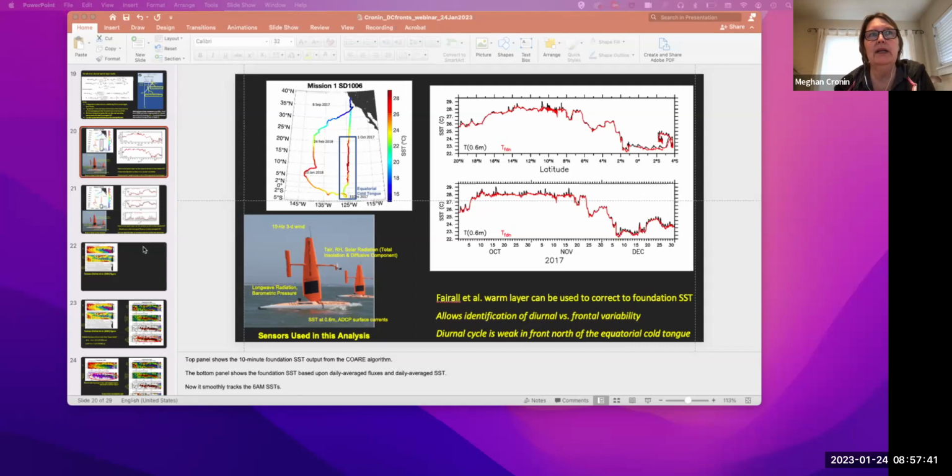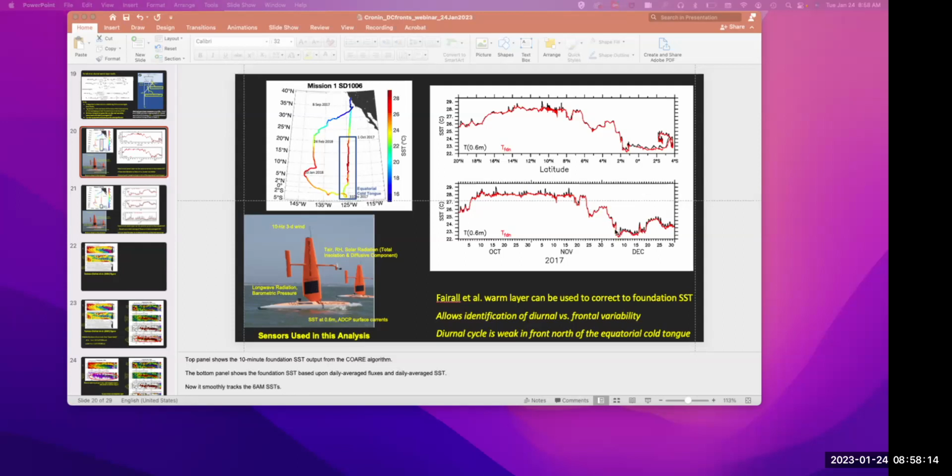I think that it's one-dimensional processes that are causing the suppression of this diurnal cycle in the frontal region, so that the surface buoyancy fluxes associated with heat fluxes are destabilizing in the frontal region. There could be other processes working as well, but I think that this can explain it. Okay, thanks.